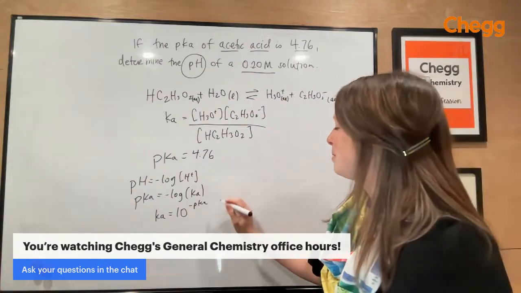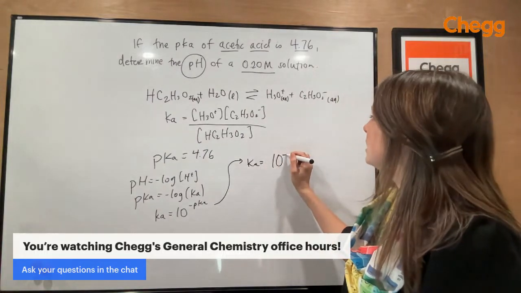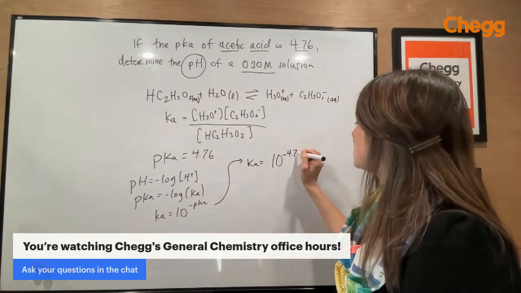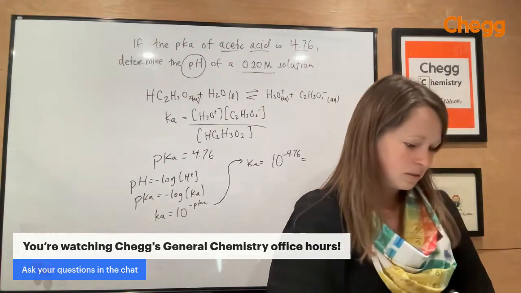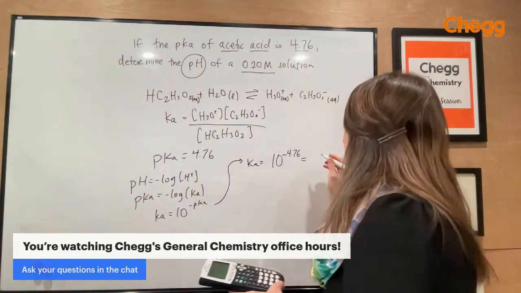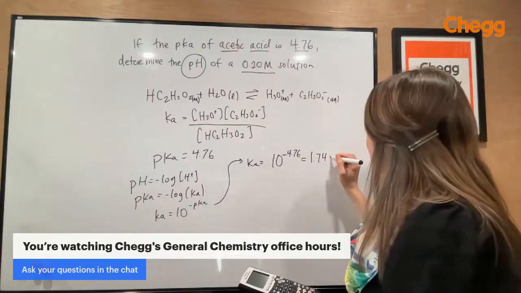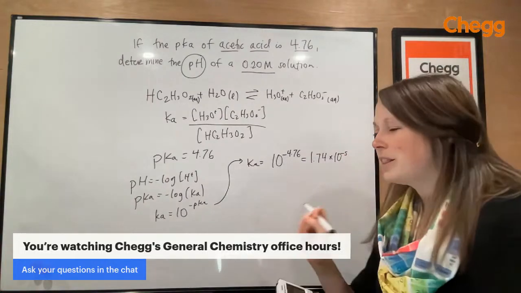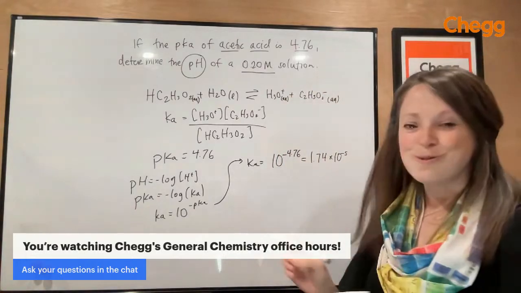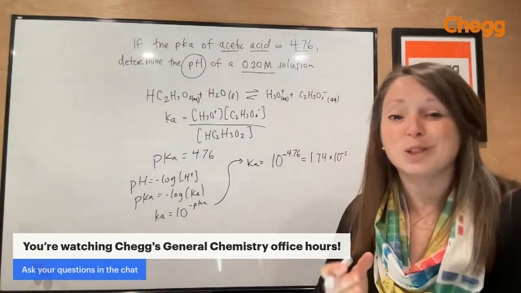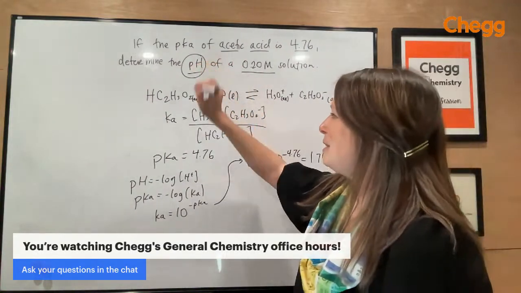So what I'm going to do now is solve for my Ka. That's going to be equal to 10 to the negative pKa, which was given as 4.76. So let's see what that's equal to. That is equal to 1.74 times 10 to the negative fifth. With equilibrium expressions and with Ka values, you do not need to include units. It's like the one time in chemistry, so enjoy it, because all the other times you need those units. All right, so now I have my Ka, and I want to find the pH.